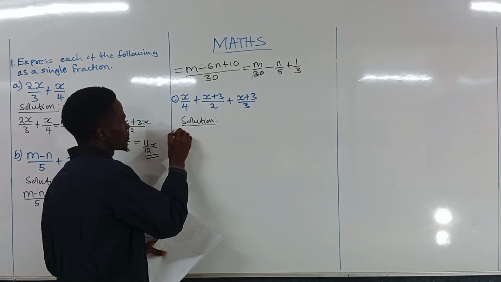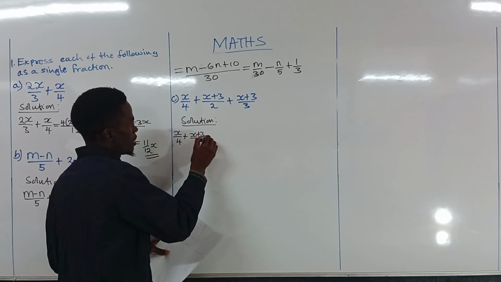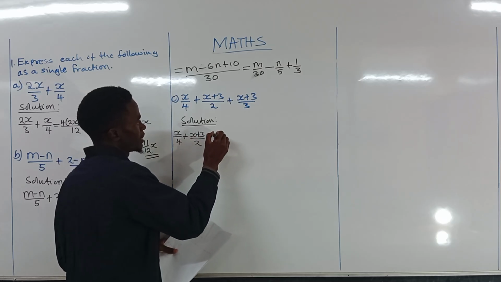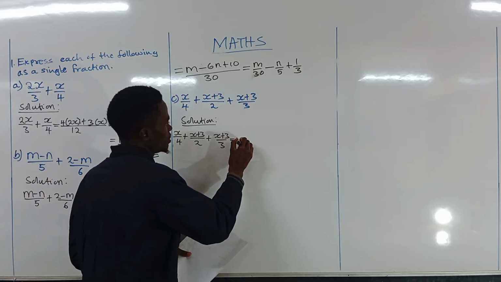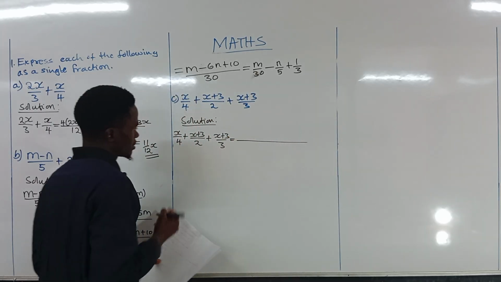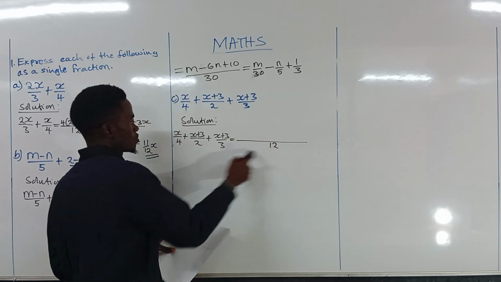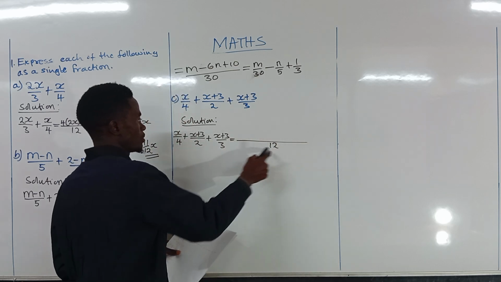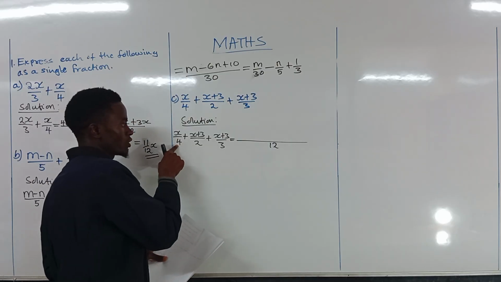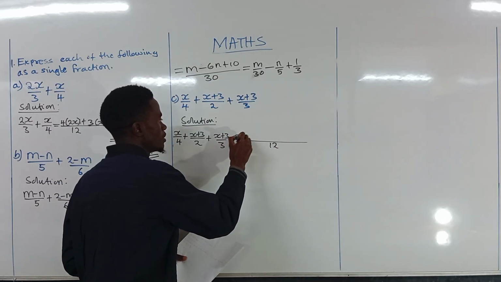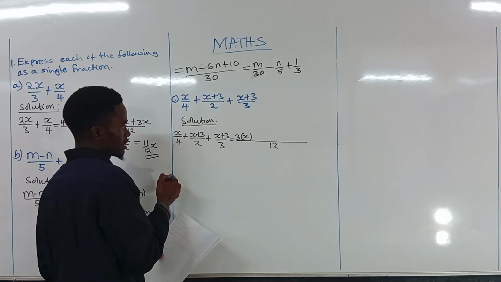So we are going to have x out of 4 plus x plus 3 out of 2 plus x plus 3 out of 3. We have a common LCM, which we have said is going to be 12, because 4 goes to 12, 2 divides 12, and also 3 divides 12. So we start with the first term. 4 divides 12 3 times, and then we multiply the numerator of that first term.